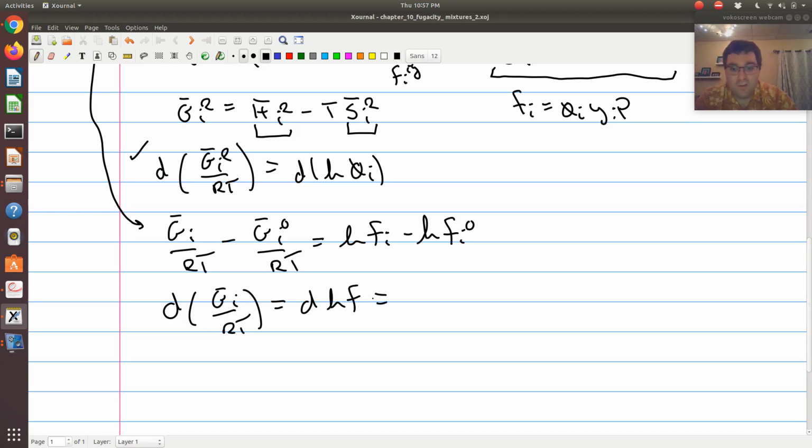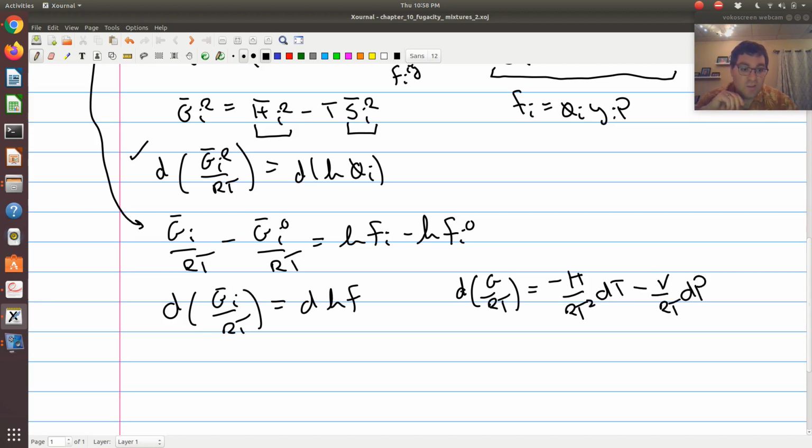So if I think back to my differential of dimensionless G from chapter 5, memory jogger, hopefully I get it right. You might have to check me on this, but we had the differential of G over RT was equal to negative H over RT squared dT, I think, plus V over RT dP. You'll need to fact check me on this to make sure I'm right, but I'm thinking this is it.